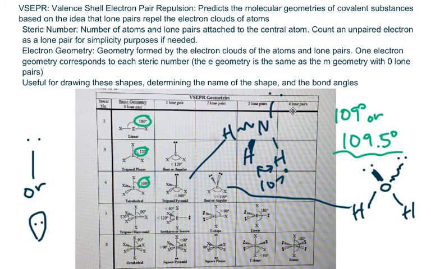Hi everybody, in this video I am going to talk about the valence shell electron pair repulsion theory, or VSEPR theory. This theory allows us to predict the geometry of molecules given the number of bonds and the number of electron pairs. Although it is not a perfect theory, it works most of the time, so we will stick to it for now. And this theory is based on the idea that lone pairs repel the electron clouds of atoms, which causes them to shift away.